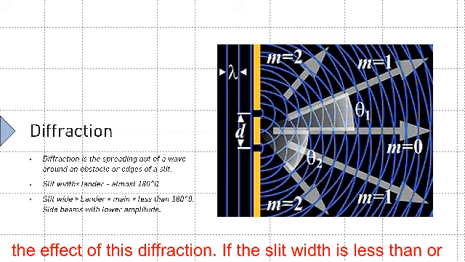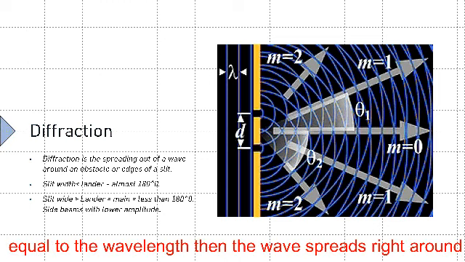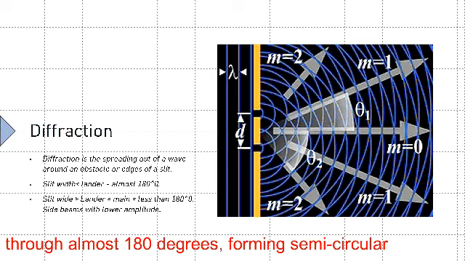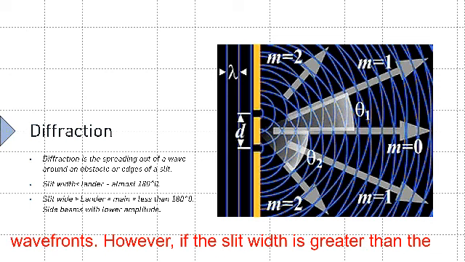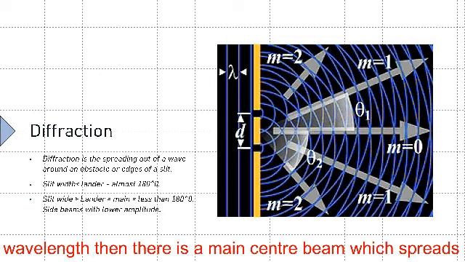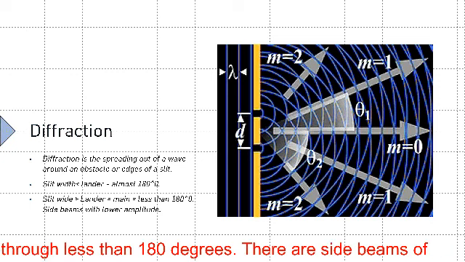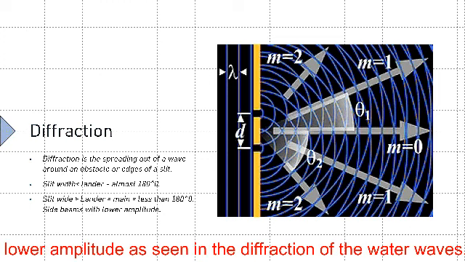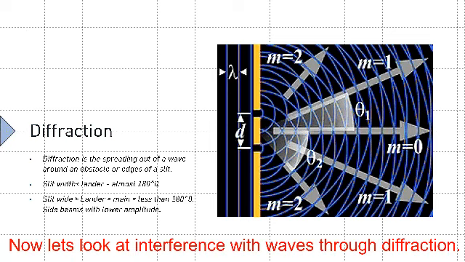If a slit width is less than or equal to the wavelength, then the wave spreads right around through almost 180 degrees, forming semicircular wavefronts. However, if the slit width is greater than the wavelength, then there is a main central beam which spreads through less than 180 degrees. Also, there are side beams of much lower amplitude, as seen in the diffraction of the water waves on this diagram.